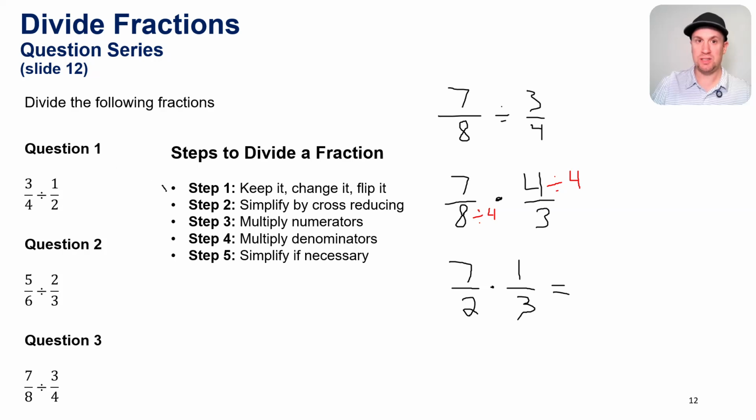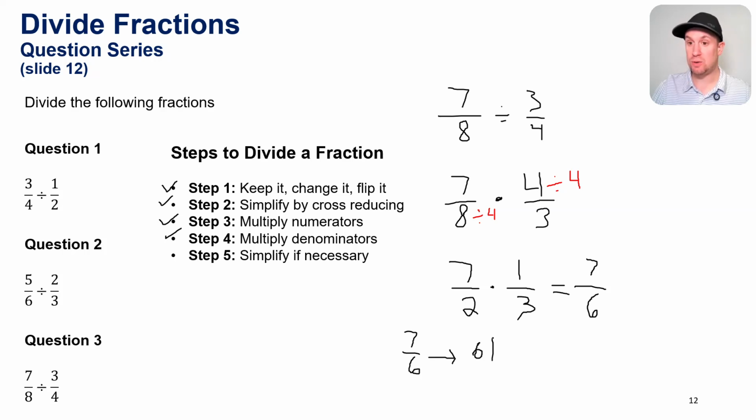Now I can go to step number 3, multiply my numerators. 7 times 1 is 7. Multiply my denominators. 2 times 3 is 6. 7 over 6 is now my fraction. I cannot simplify this. There's not a number that divides evenly into 6 and 7. However, 7, the top number, is bigger than 6, the bottom number. That's an improper fraction.